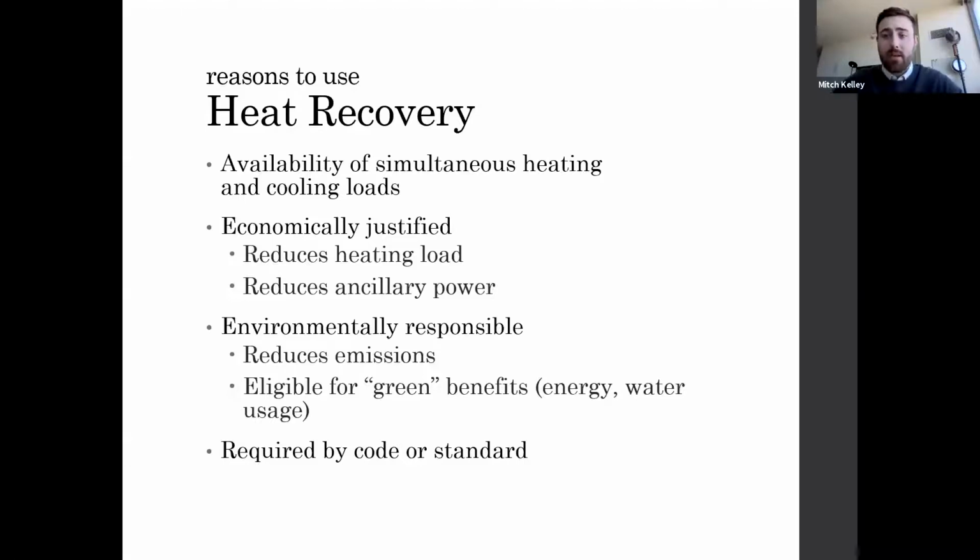Now, reducing those emissions may be beneficial for a variety of reasons, including recovering heat to satisfy future loads without the need to burn additional fossil fuels. Additionally, specific building owners or local code officials may decide to mandate its use.